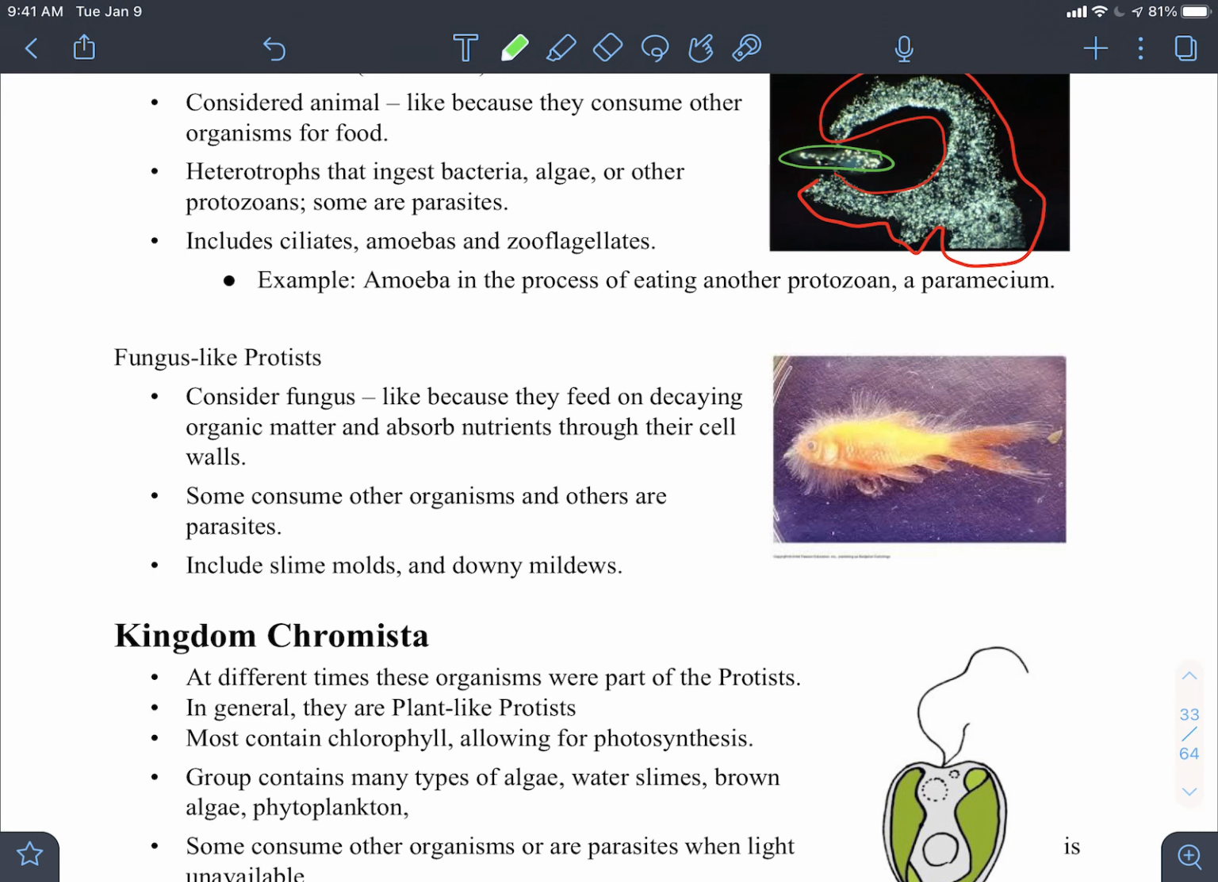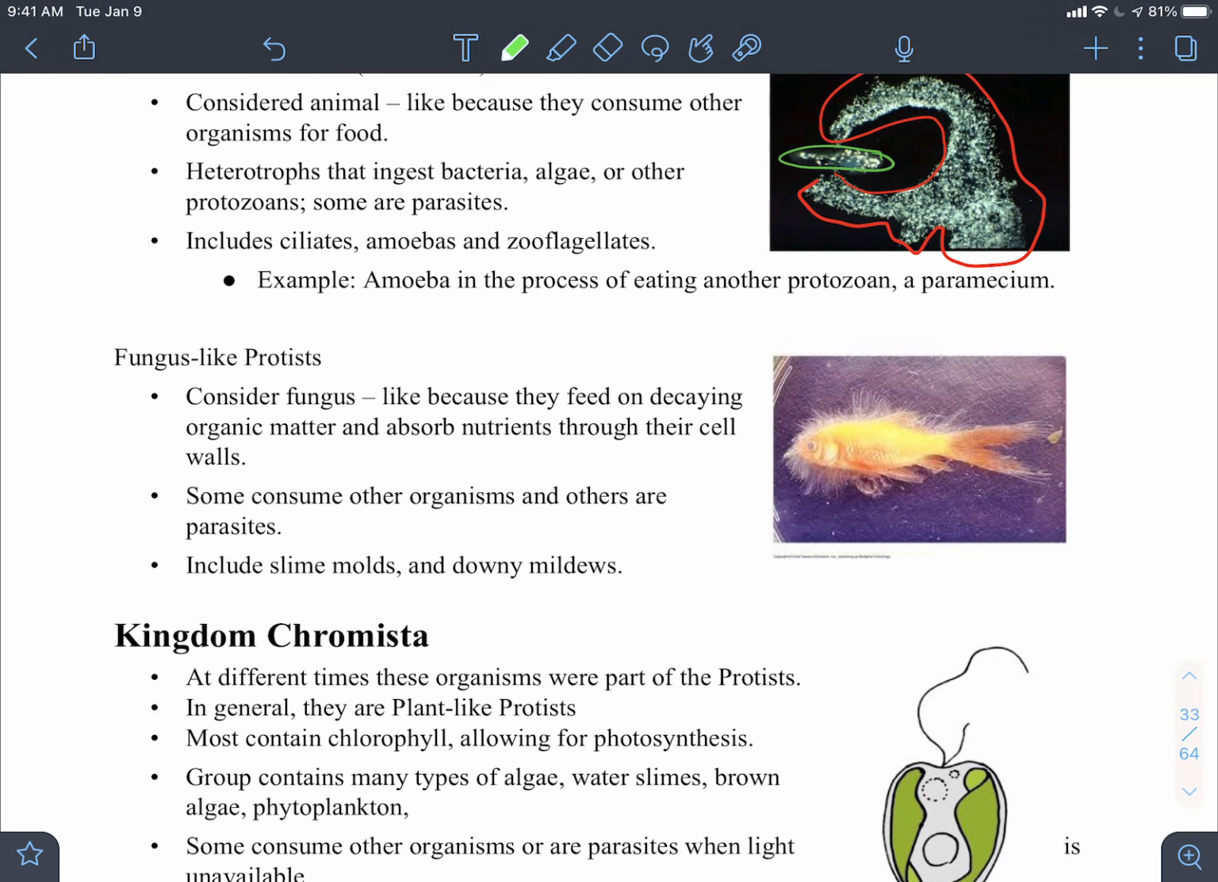Fungus-like protists are more fungus-like because they tend to feed on decaying matter. So they're looking for things that are already dead or things that are dying. And they absorb the nutrients straight through their cell wall as opposed to consuming and digesting. They are going to absorb nutrients by whatever they're attached to. So that's what makes them a little bit more fungus-like.